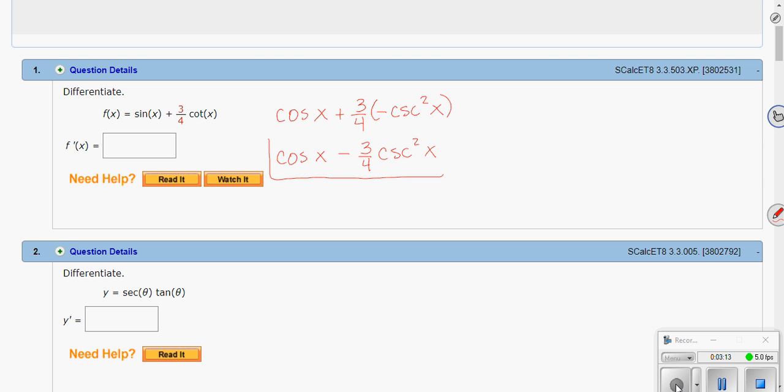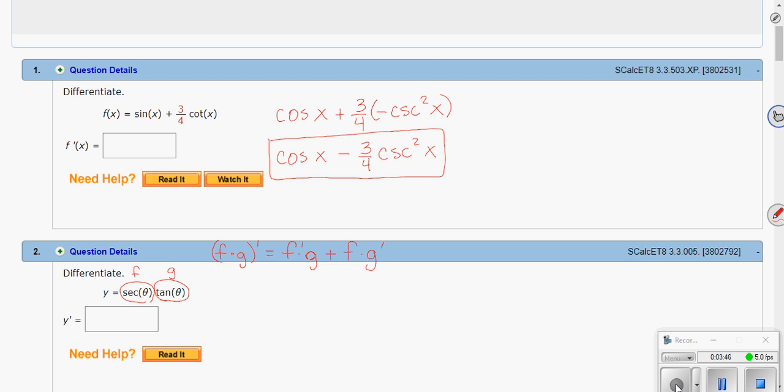Now we still have product rules and quotient rules to deal with. So on number 2 here, we're differentiating. Again, I'm going to call this my f function and this my g function. And remember, if you're trying to find the derivative of f times g, the formula is f prime times g plus f times g prime.